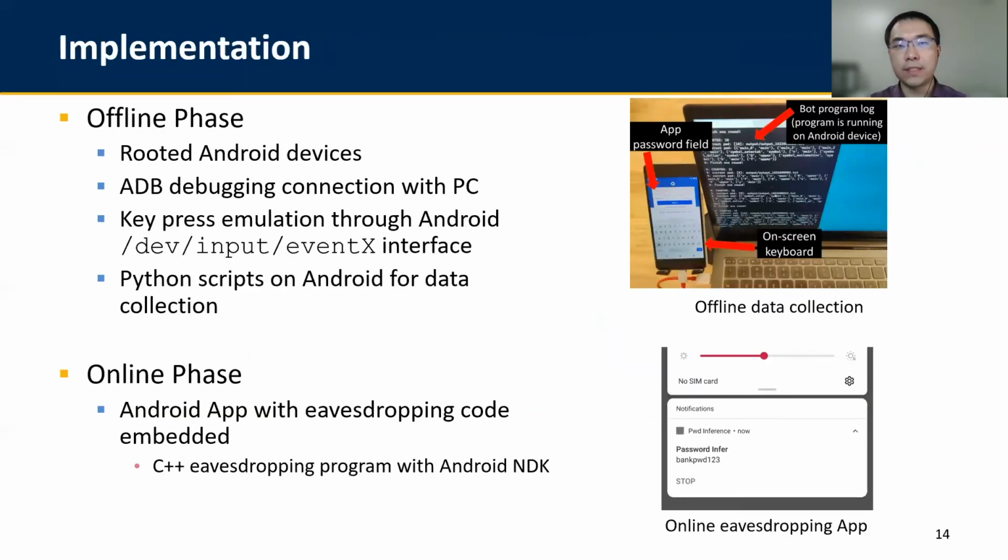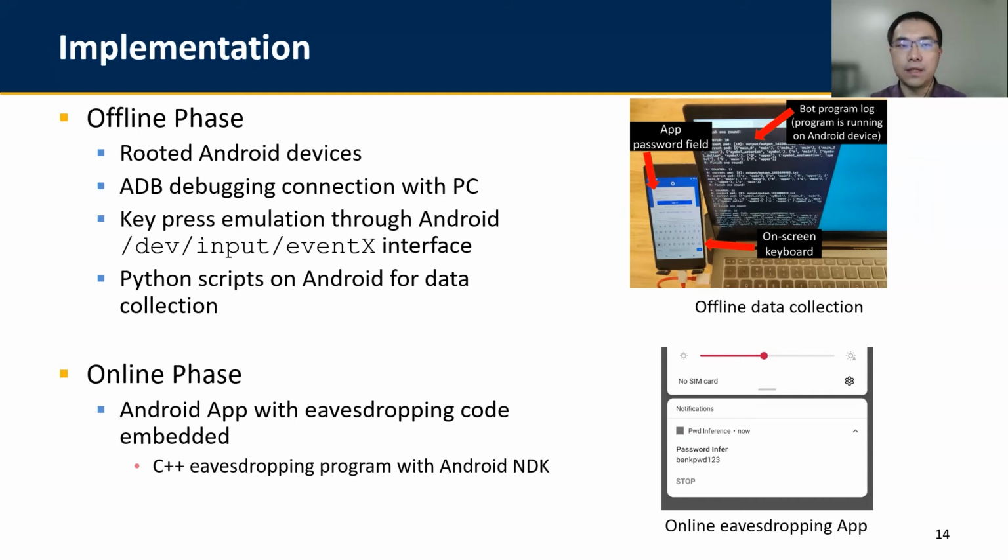We implement our system in 2 parts based on the 2 phases. For the offline phase, the data collection is done with a rooted Android device that connects to the computer using an Android ADB debugging connection. Scripts written in Python help to emulate key press events on smartphones and collect GPU performance counter data. The data collection is controlled from the computer. Collected data are later processed to generate models for use in the online phase.